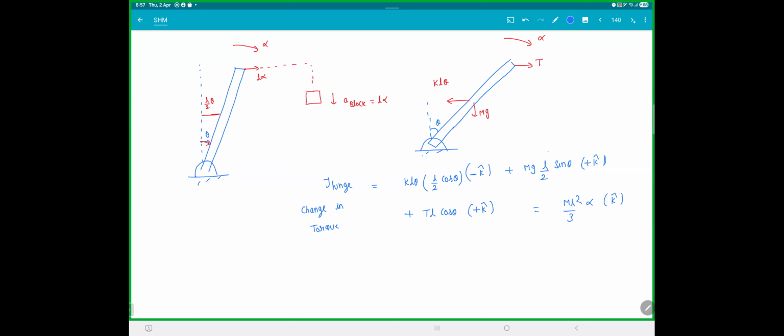So what I don't know here, I don't know the tension there. So how do we get the tension? Draw the FBD of the block. So all these are change in torques.